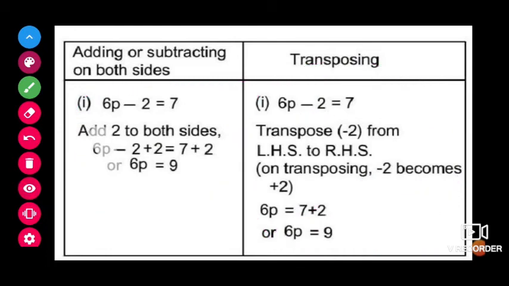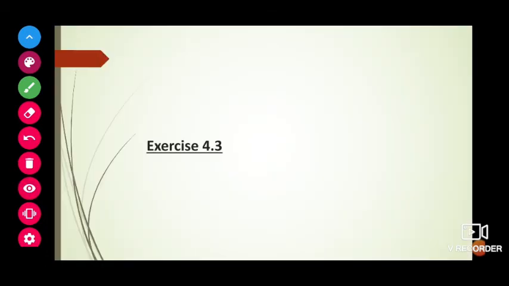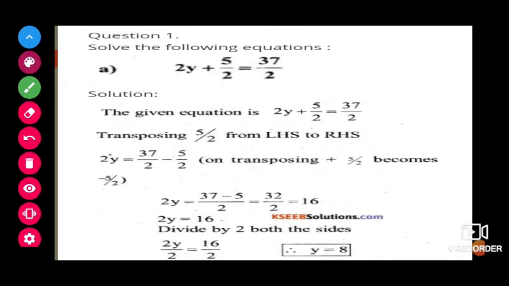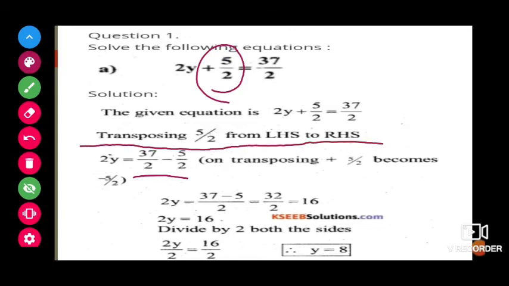Okay, now we will see the next exercise in this transposition method, exercise 4.3. Question number 1. Solve the following equation: 2y plus 5 by 2 is equal to 37 by 2. As I told you already, except for the y variable, all the remaining we have to send to that side. So first I will start with the plus 5 by 2. Here plus 5 by 2 is there, so it will go to that side and become minus 5 by 2. That means transposing 5 by 2 from LHS to RHS, left hand side to right hand side.